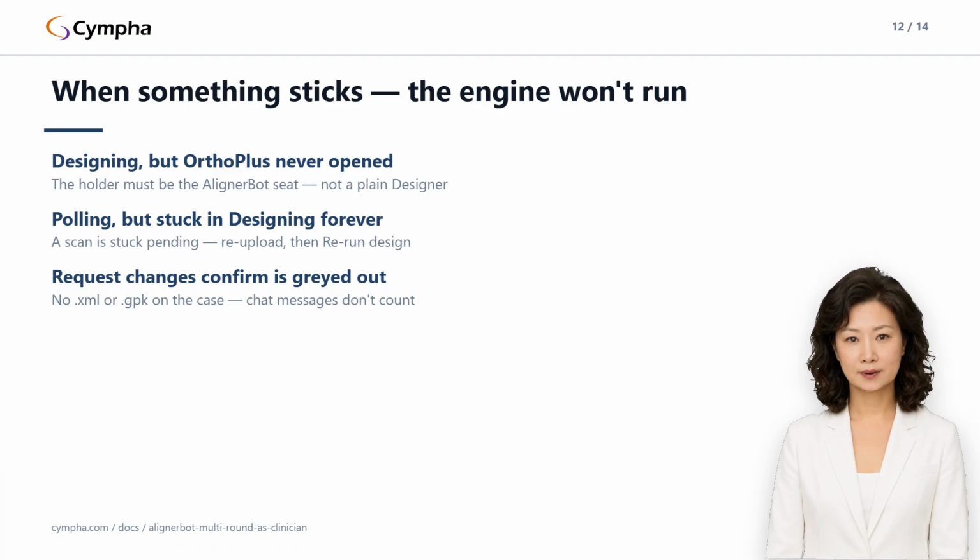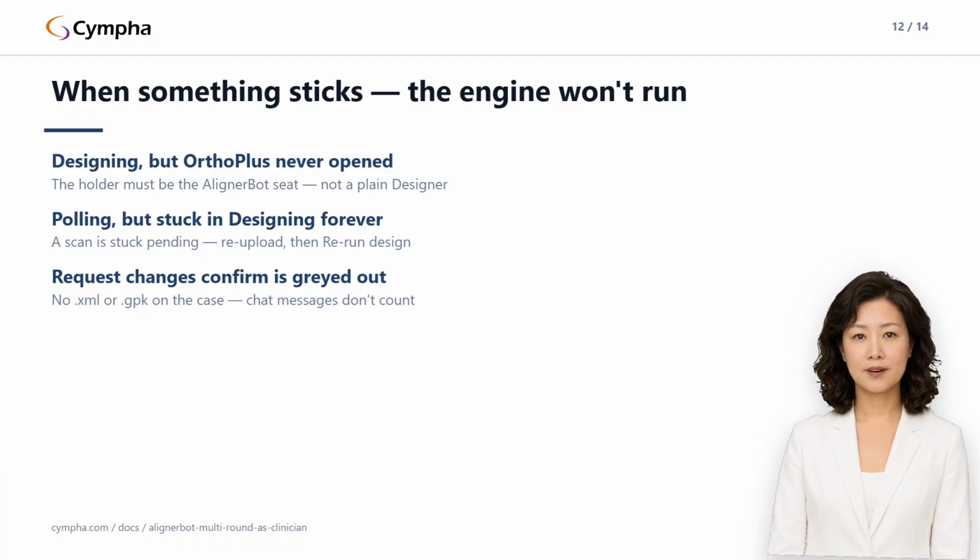And the second group, the case not moving. Number 4. Phase 2 doesn't dispatch after you approve Phase 1. The agent has to see the case held by the AlignerBot seat, so check 2 things. 1. That the case is still with the AlignerBot seat. Look at the holder on the case page. 2. That the agent on the workstation hosting it is paired. If both of those are fine and dispatch still hasn't happened after a few minutes, here's the recovery.